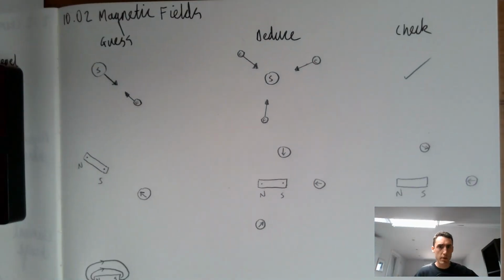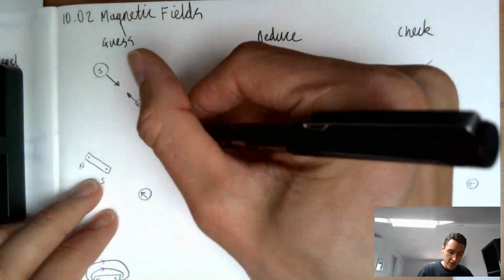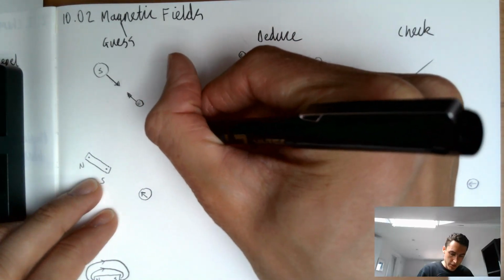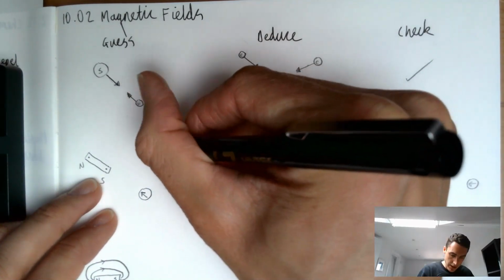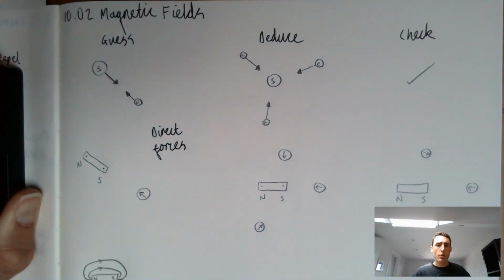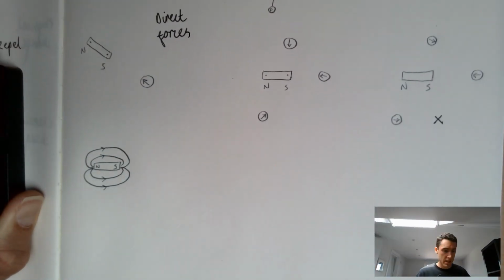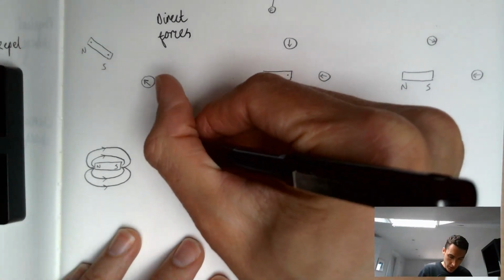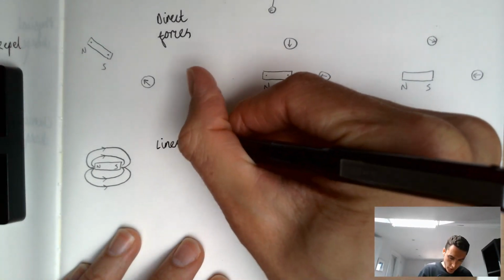guesses, if I just move my visualizer back up, these were based on the idea of what I'm going to call direct forces. Forces always acting in a straight line between two objects. Direct forces. Now what Faraday did was something different. He imagined forces in terms of these lines of force.